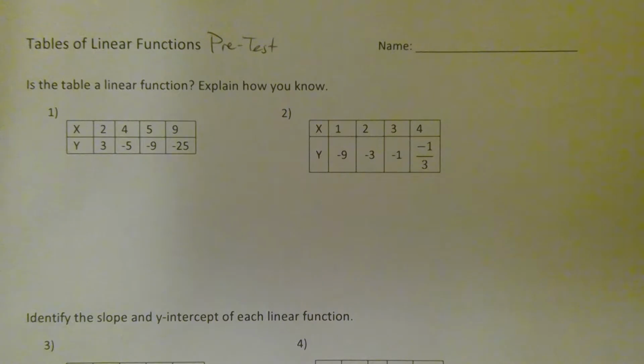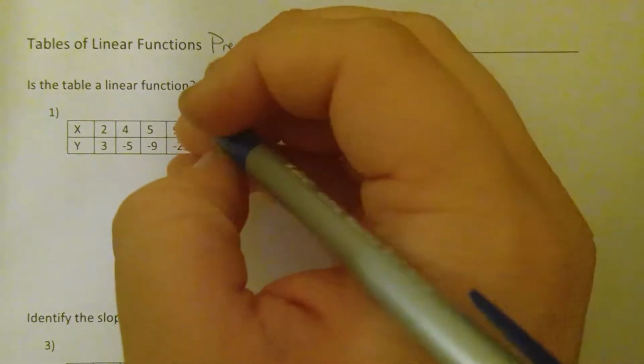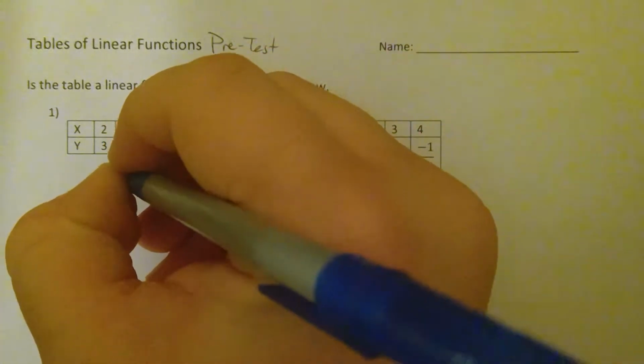So our first question we're looking at is: is the table a linear function, and explain how you know. We're going to use the ideas that we had on the exponential table video and look at our first difference and second difference. Now, we've got to be a bit careful here.